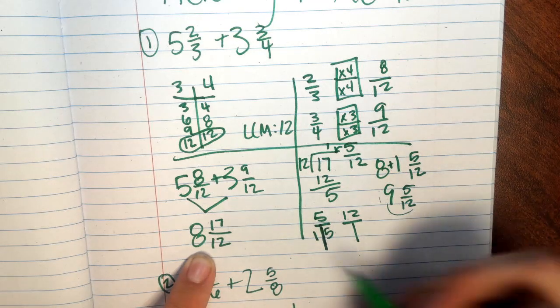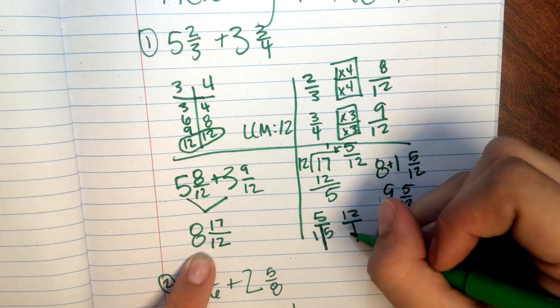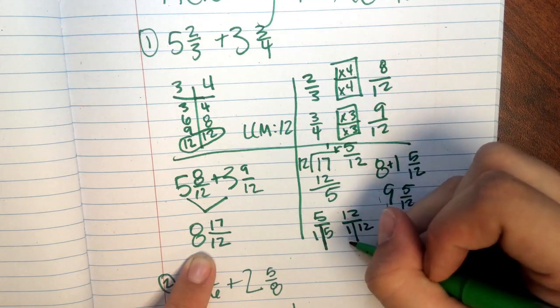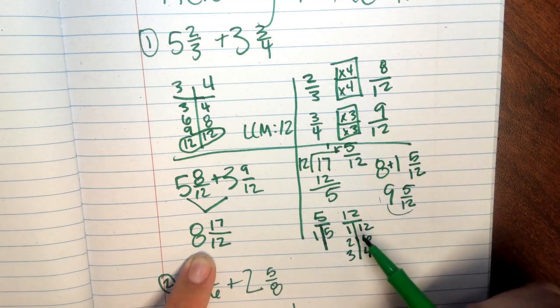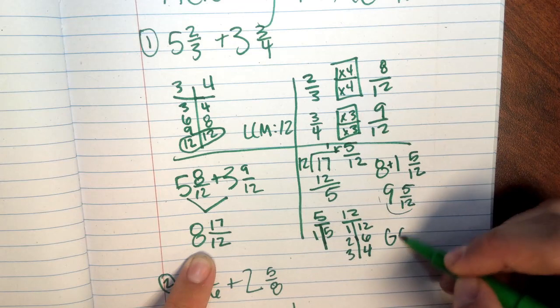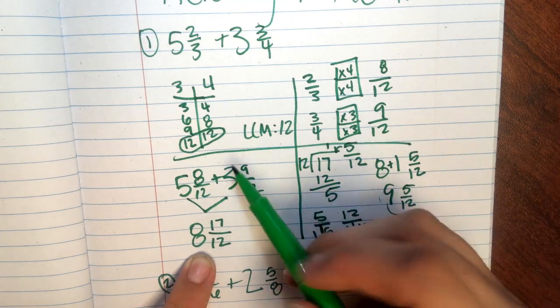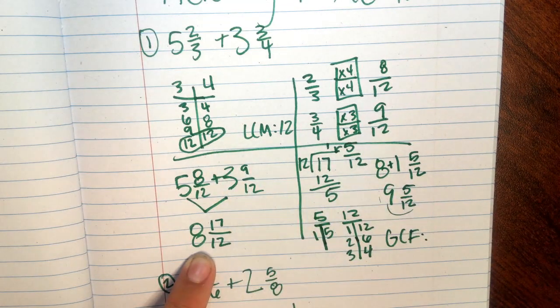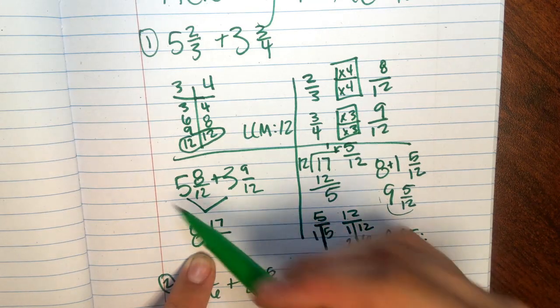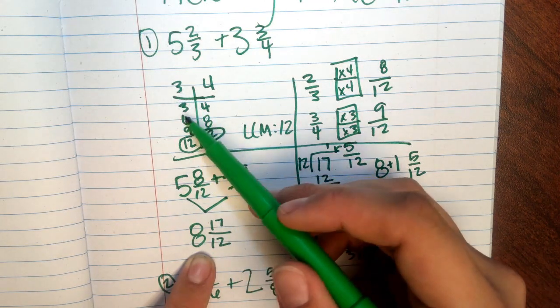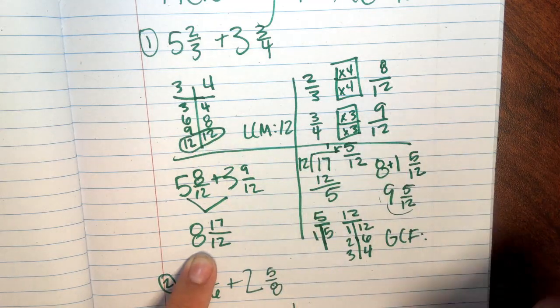5 is prime, so it's only going to have 1 and 5. 12 has 1 and 12, 2 and 6, 3 and 4. And remember, don't get confused here because I'm looking for my greatest common factor. I am not listing my multiples like I was up here. I am finding the ways I can make this number up top, not what happens when I multiply that number times 1, times 2, times 3.